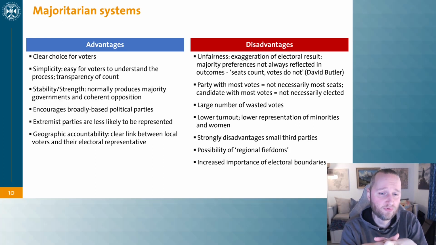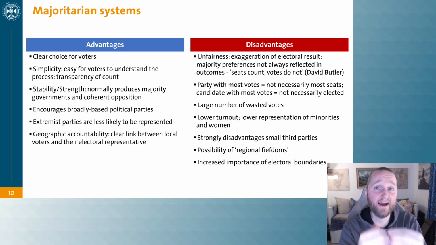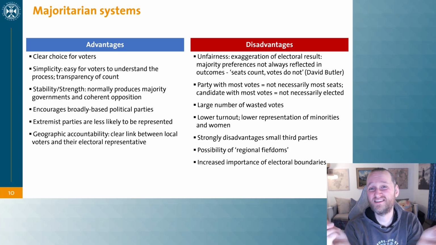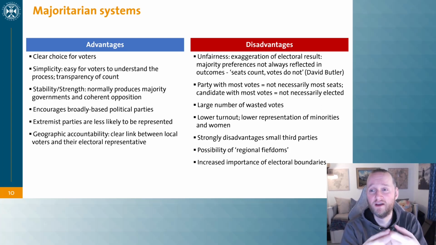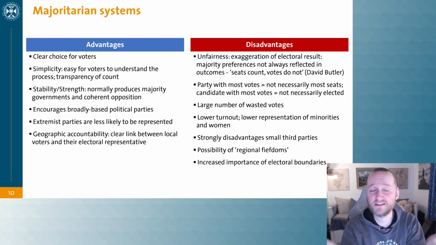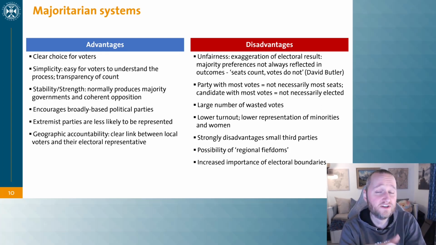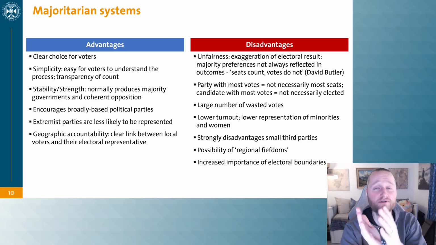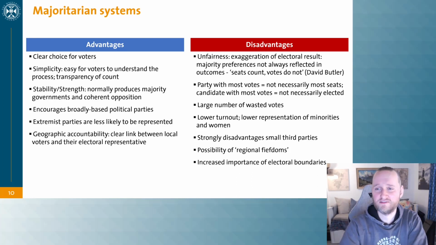It encourages parties to be broadly based because what you really want is to have the best possible chance of winning outright. You're not interested in catering to the fringes of the political spectrum because that reduces your chances of winning against all other candidates. So extremist parties tend to be less well represented in a system like that, simply because there are not enough votes at the extremes that you would have more votes than anyone else on the political spectrum. And there is a good degree of geographic accountability because you always know who represents you. If you're from area X, you know that there's one person in parliament that represents your area.